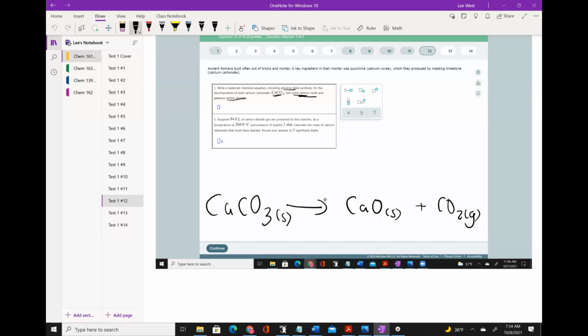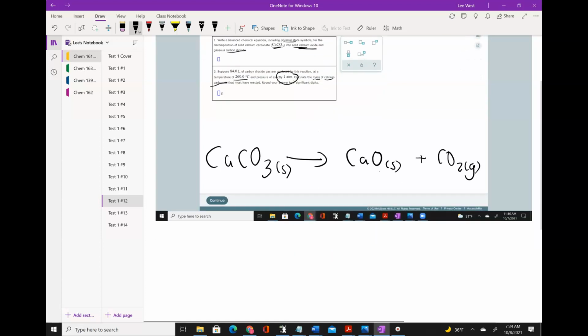And now it says, suppose 84 liters of gas are produced by this reaction at a temperature of 260 degrees Celsius and a pressure of exactly 1 atm. Calculate the mass of calcium carbonate that must have reacted.